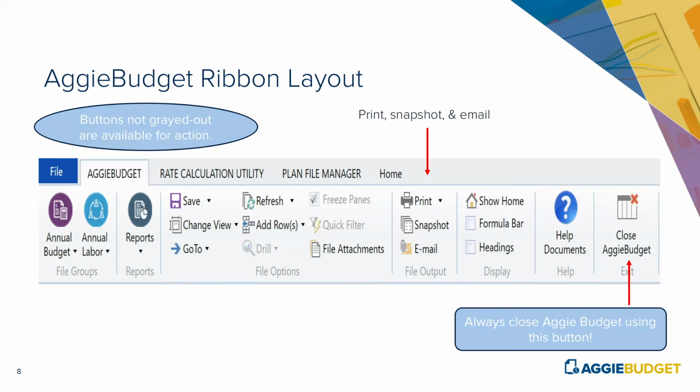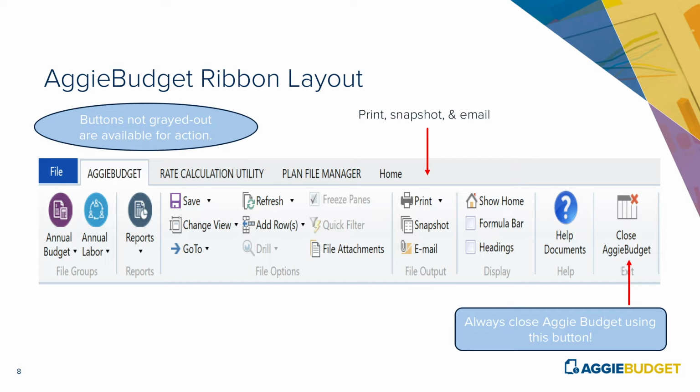And then this is the ribbon section. I was just going over how on the left-hand side you have your ability to access the annual budget and annual labor plan files. You have a place where we'll be looking at reports, and we'll be going over these as we go through the module. There's your Save button, which obviously will be very important as you're working in the plan files.